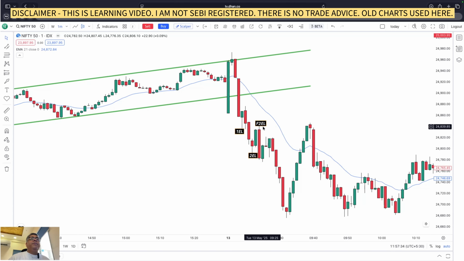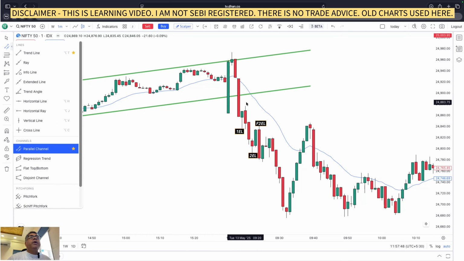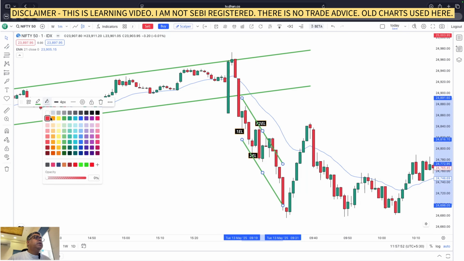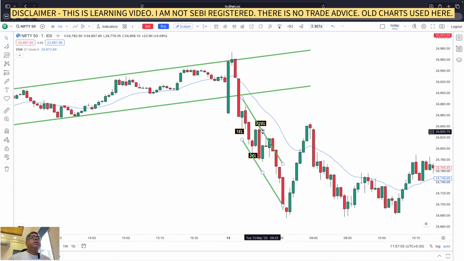So this is failed second entry long, and you can see we are below the 21 EMA. 21 EMA is not much important, because we are in the first 30 or 45 minutes when we are looking for the trade. You can draw a trend line here. This is a bear trend line, bear channel.